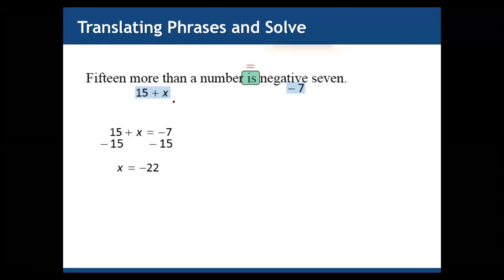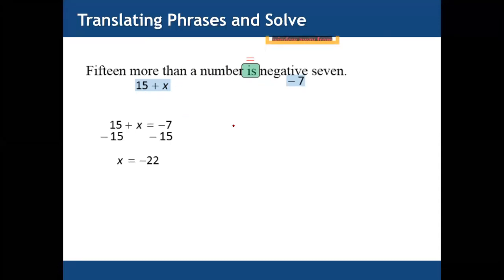Like we discussed this one, 15 more than a number is negative 7. So 15 more than a number means 15 plus x. Here, "is" is used for the equality symbol, equal to, negative 7, so minus 7. How can we solve this one? Just wait. How can we find the value of x?